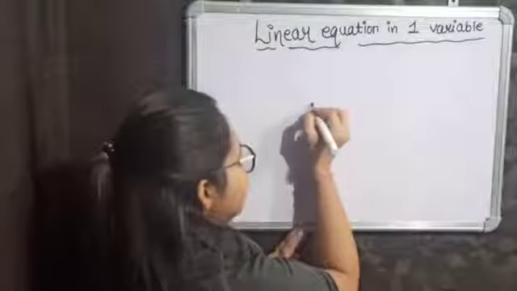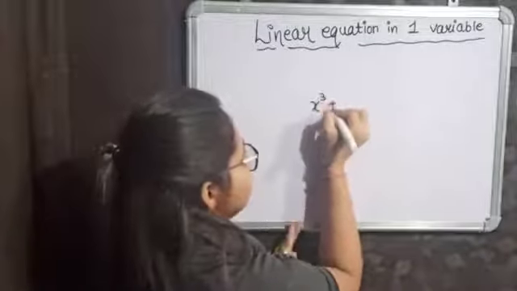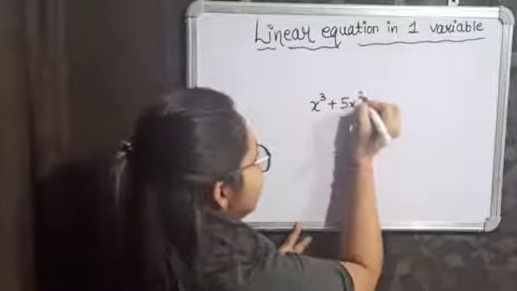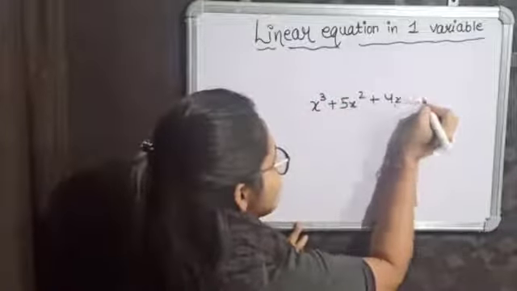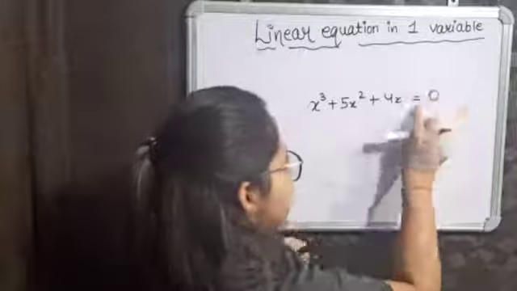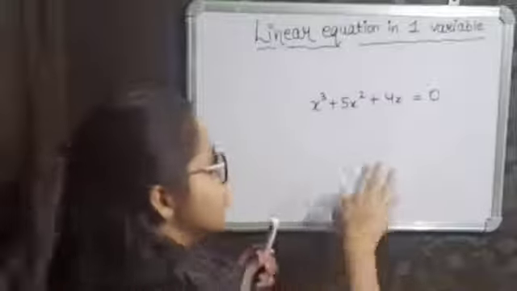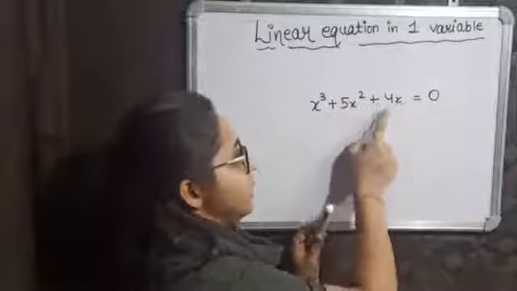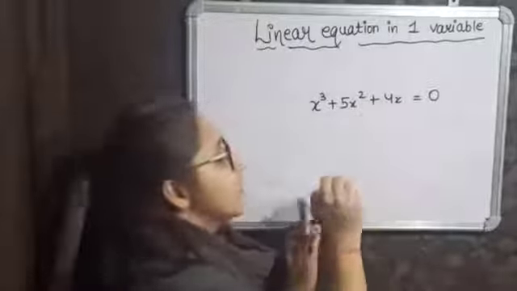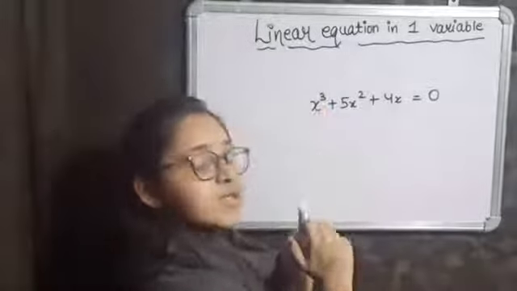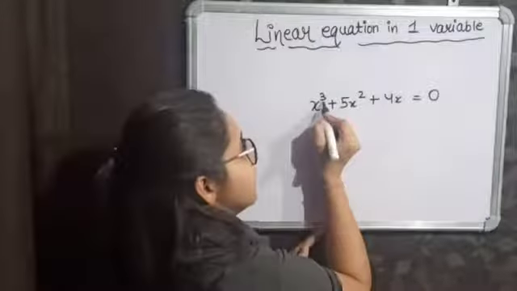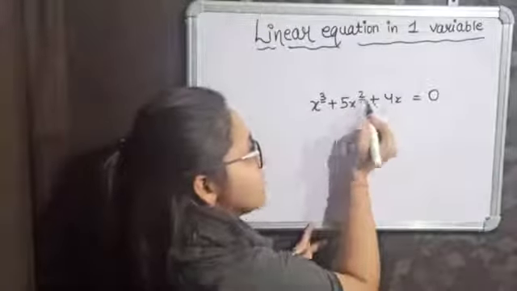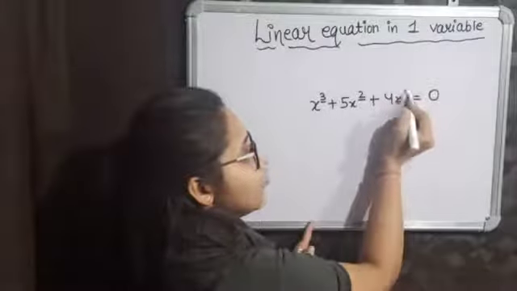For example, if I say that x cube plus 5x square plus 4x is equal to 0. It is an equation. Why? Because the equal to sign is there. The variable is only x; 5, 4, 1 are constants. Now, the power of the variable is 3, the power of the variable is 2, the power of the variable is 1.